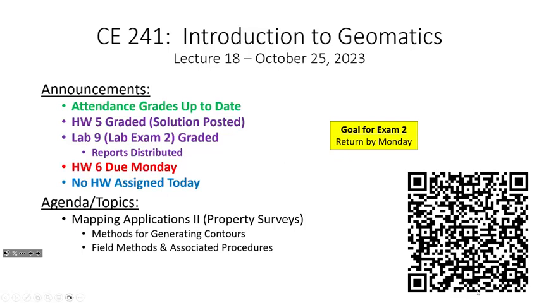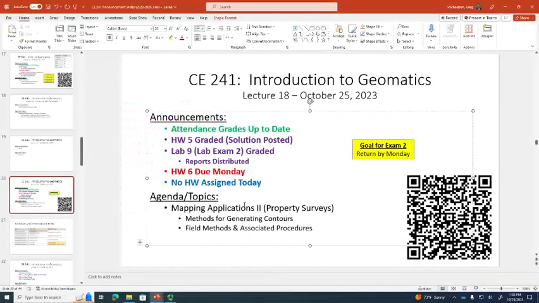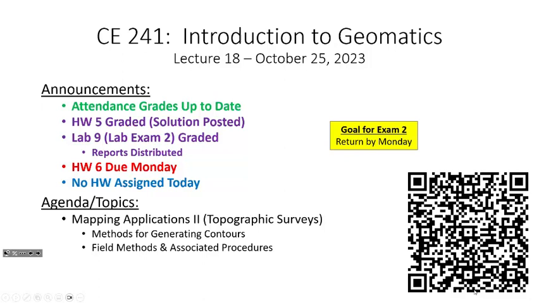I want to begin today to talk about our second mapping application, which is Topo, and our Topo surveys. Oh, I'll put property surveys. This is topographic surveys. Man, this is what happens when you copy and paste. This is topographic surveys.